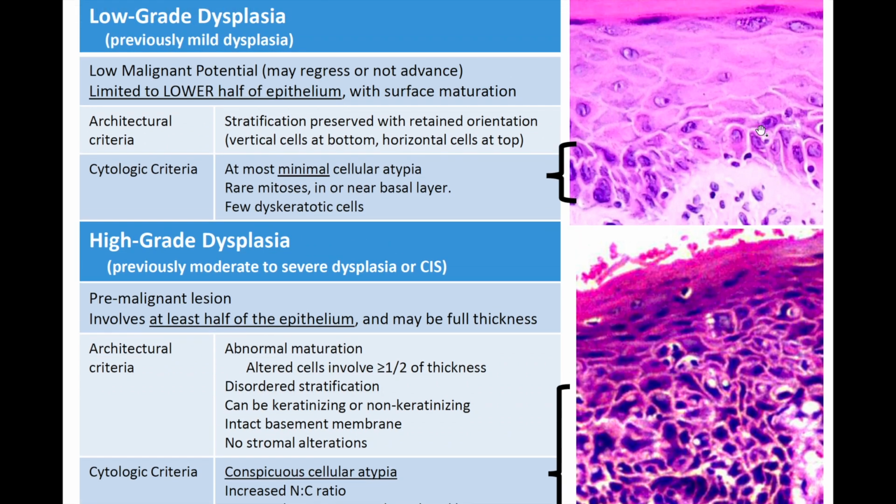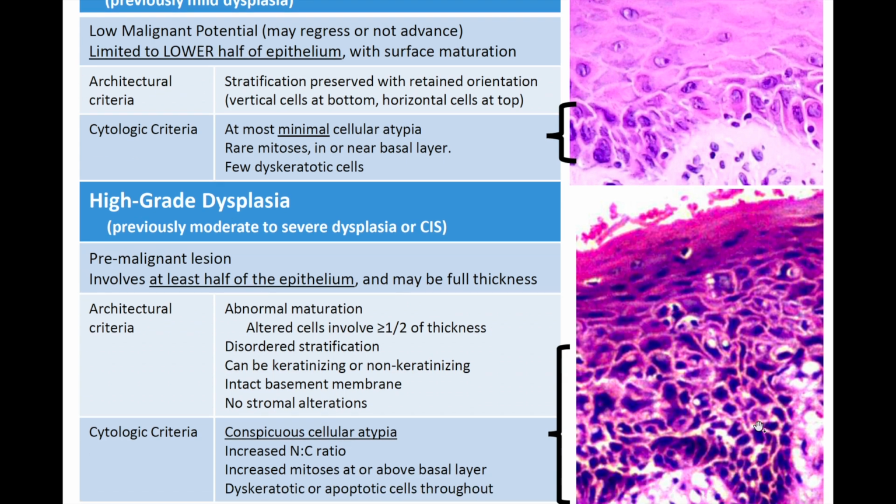So just at low power, you can appreciate there's some dysplasia occurring in the low-grade dysplasia, but it's confined to the lower half of the epithelium. This all up here looks okay and benign. In high-grade dysplasia, this is all dysplastic. All this hyperchromatic high N:C ratio cells is totally not what you want to have, a pre-malignant lesion, and it's basically full thickness. So that would be high-grade dysplasia.